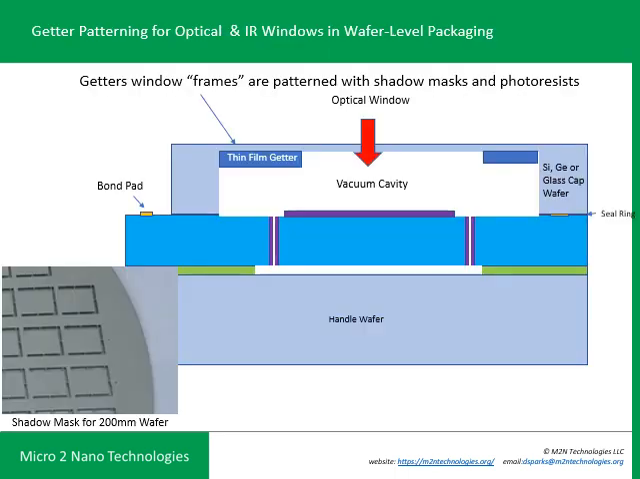Now you can integrate getters so that they're incorporated into the wafer and still have an optical or infrared window. This is an example of how we do this with infrared sensors. You put a border of the getter material on the perimeter of the infrared window, which in many cases is germanium or lightly doped silicon. A shadow mask is shown here in the bottom left, an example of how you can use that to pattern an 8-inch wafer with a thin frame of getters that will effectively absorb the gases that are trapped.